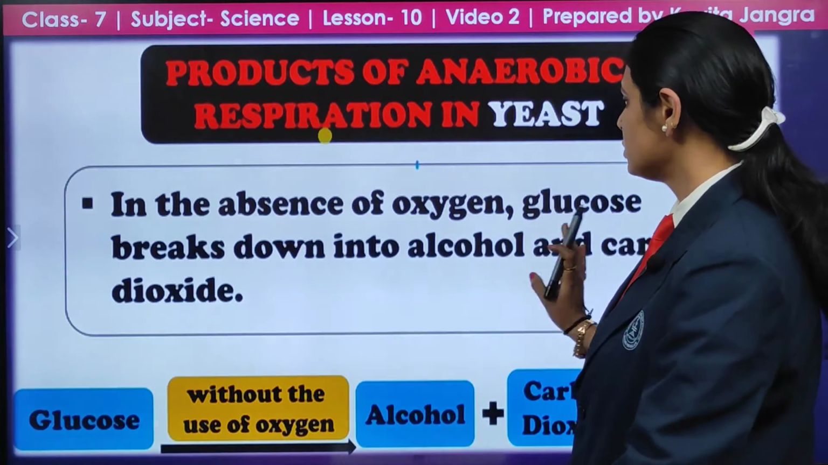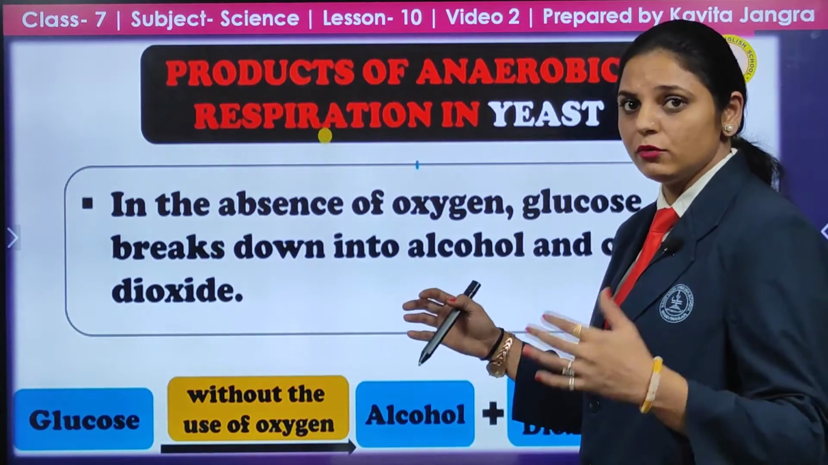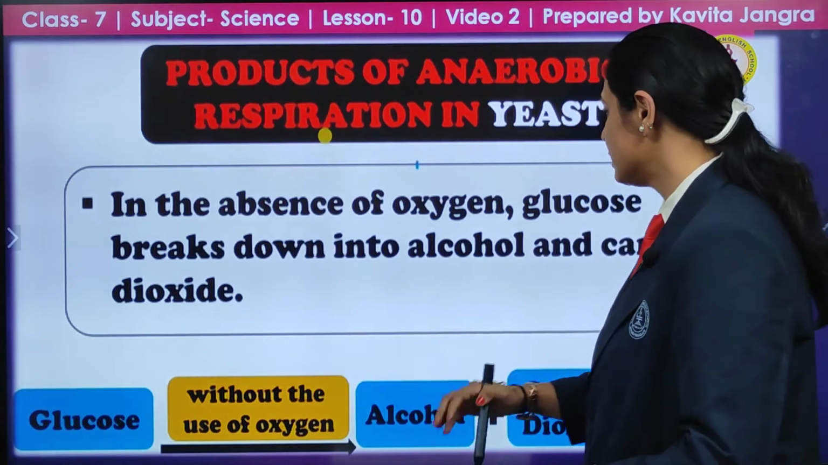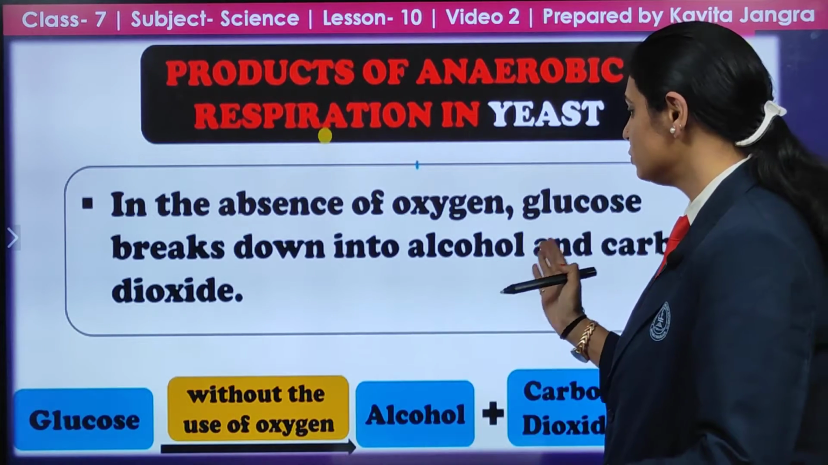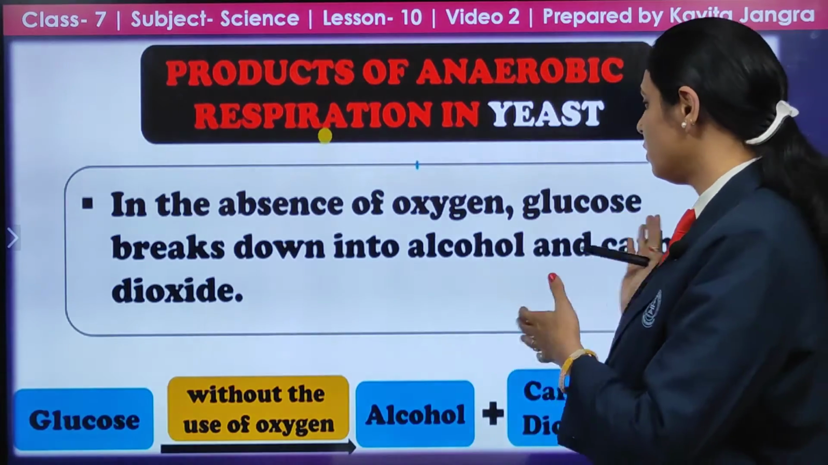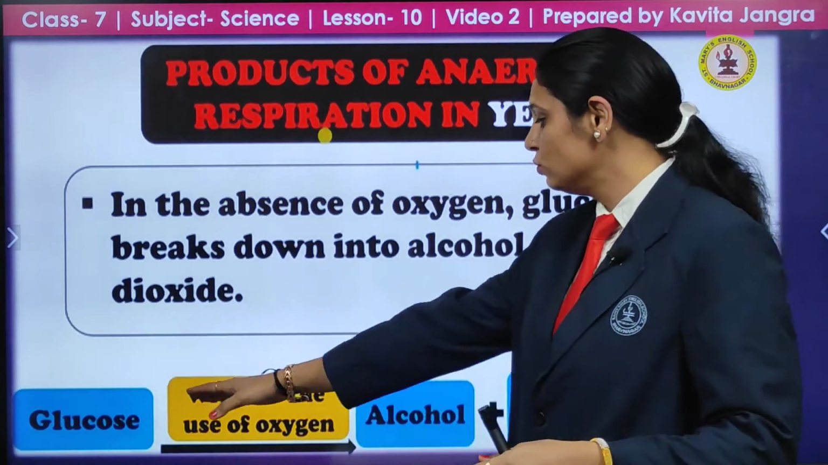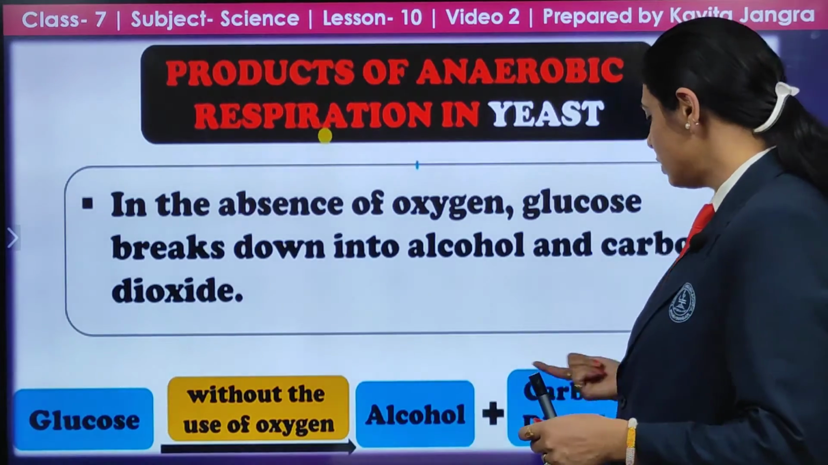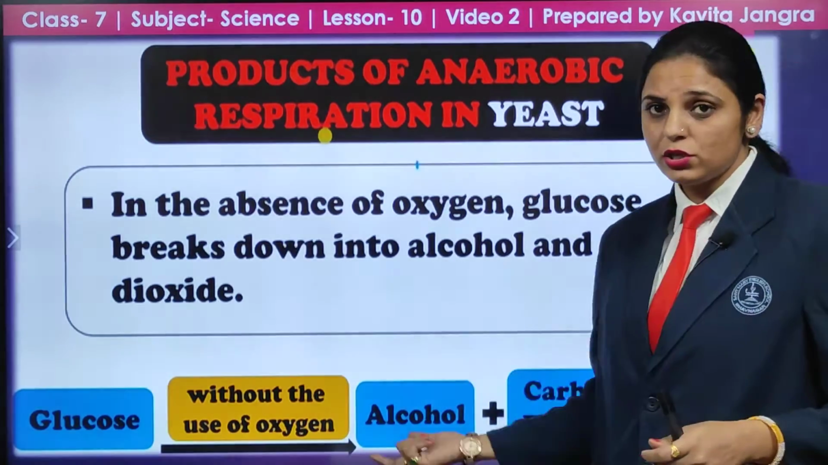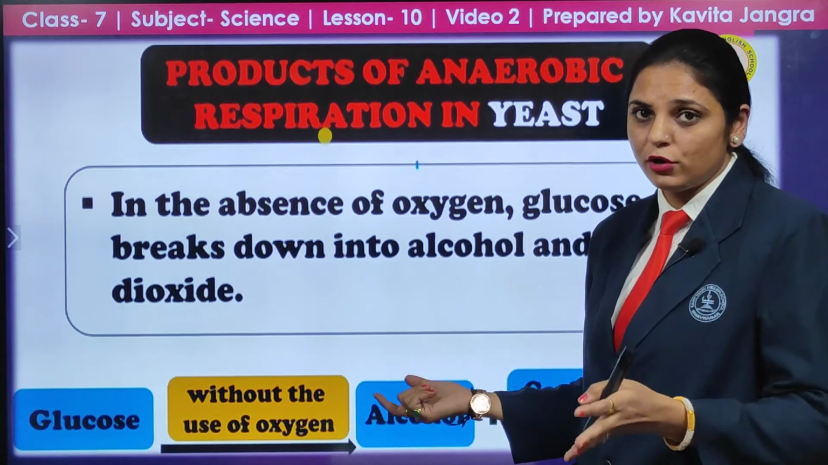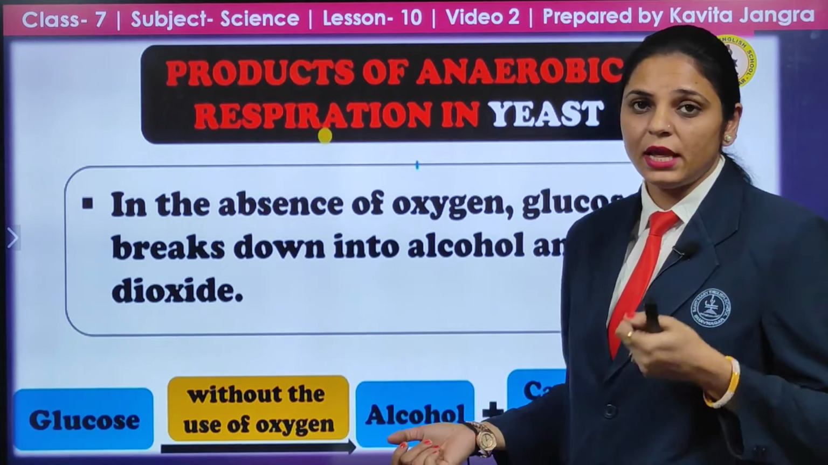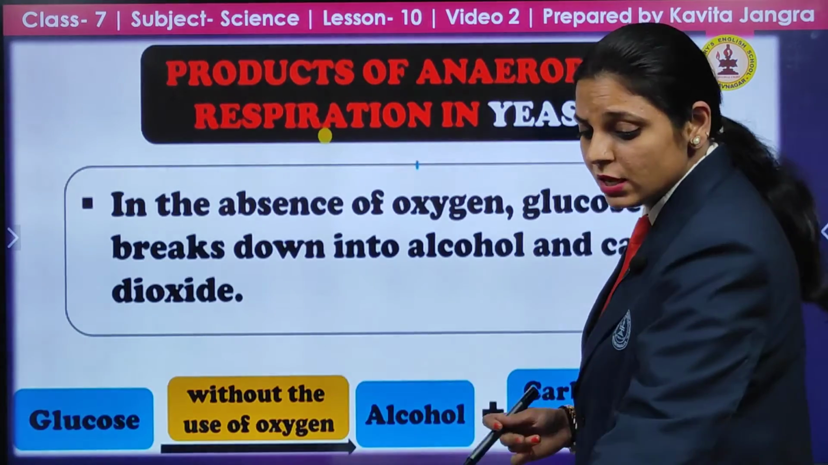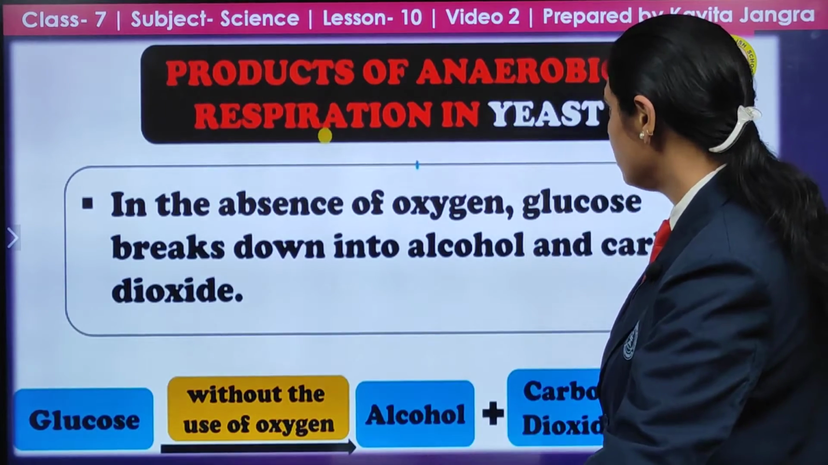Next, in the absence of oxygen, what will happen? Again, the food that is there in the cell is glucose. So glucose will break down and transform into, what is the end product? Alcohol and carbon dioxide. Glucose, without the use of oxygen, will turn into alcohol, carbon dioxide and energy. This is also important from the exam point of view. It can be asked to you, what is the end product of anaerobic respiration in the case of yeast? Yeast will yield alcohol and carbon dioxide.